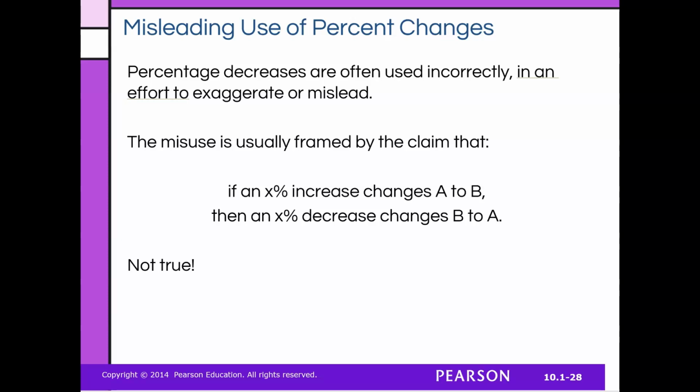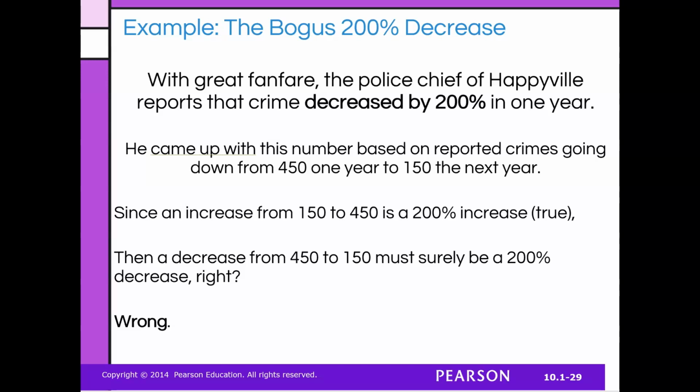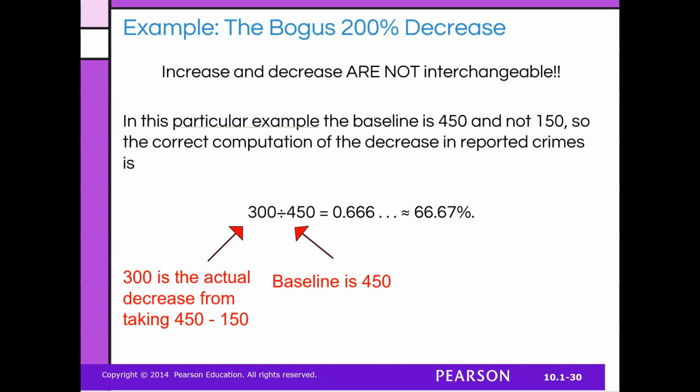With great fanfare, the police chief of Happyville reports a decrease by 200% in 1 year. He came up with this number based on reported crimes going down from 450 to 150. Since an increase from 150 to 450 is 200%, he assumed that the decrease would also be a 200% decrease, but that's not quite right. They're not interchangeable. So let's take a look.